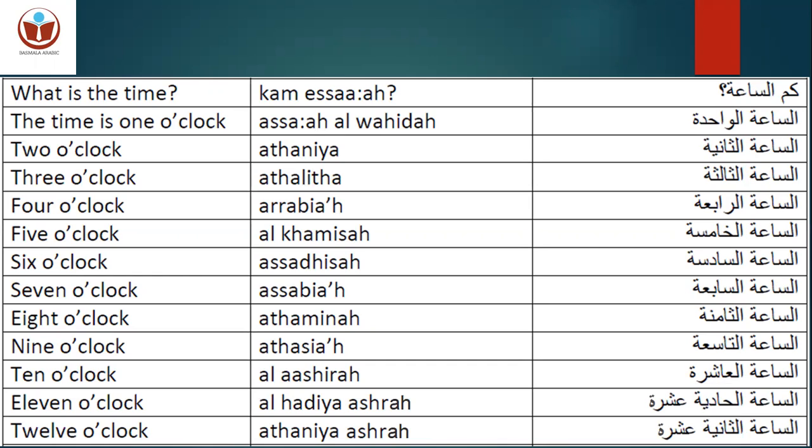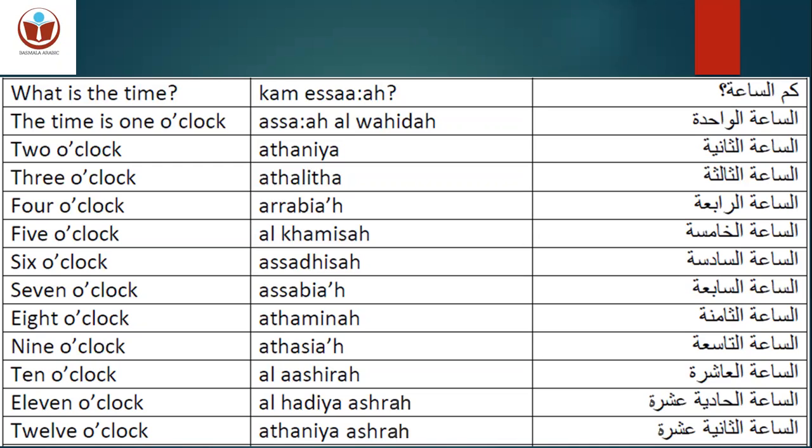As you know, in English we ask, what is the time? In Arabic, kam as-sa'a. Together, we can read it together. Kam is-sa'a. What is the time? The answer is, the time is 1 o'clock. As-sa'a al-wahida. The time is 1 o'clock.